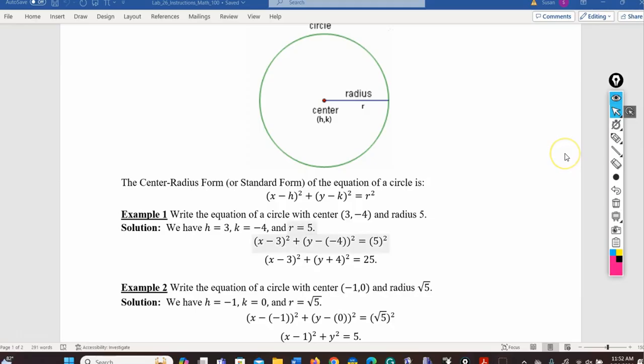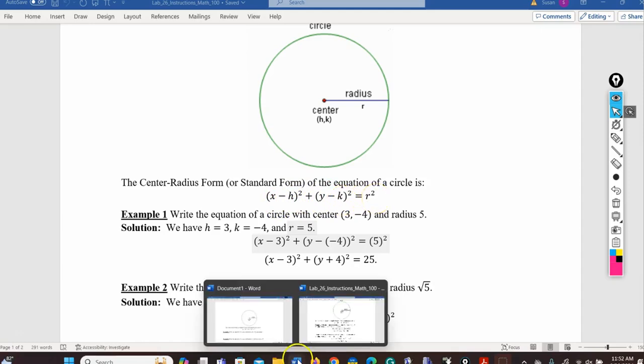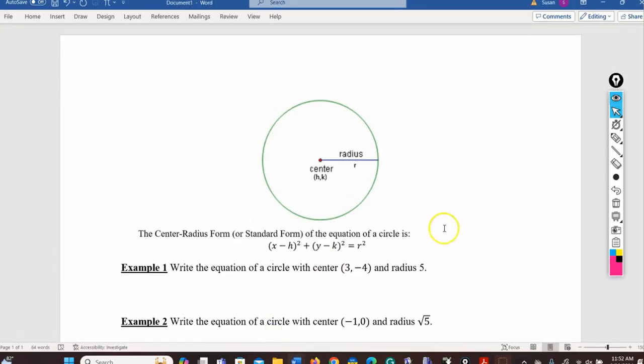we have the standard form, or the center-radius form, of the equation of a circle. And this will have to be memorized. You'll have to know that. In particular, it's x minus h squared plus y minus k squared. A lot of mistakes are made because of the sign.